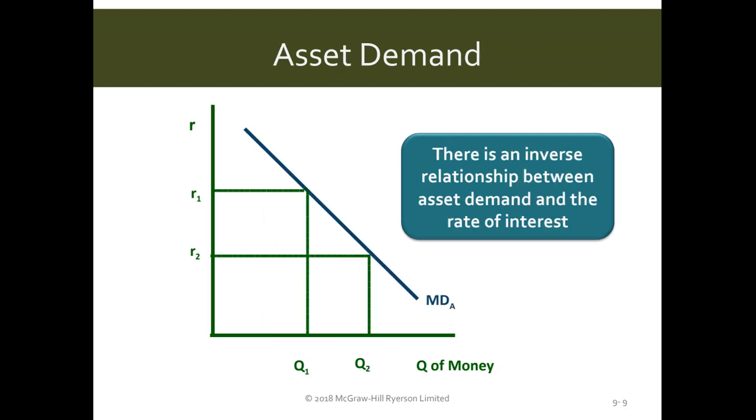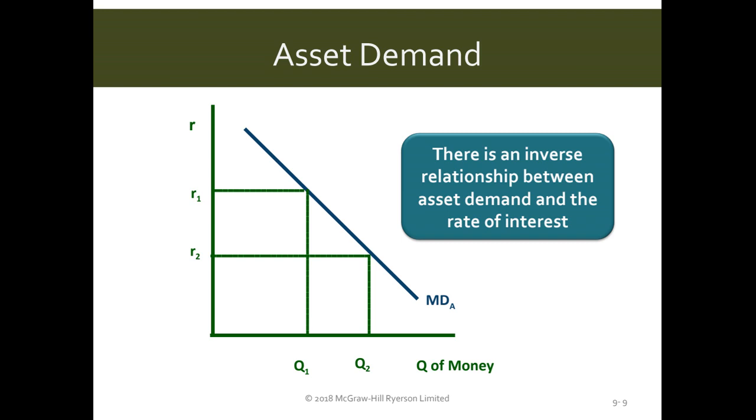This is the asset demand for money. It's a downward sloping line. Why? Because I told you that your demand for money will depend on the rate of interest. Let me read this diagram or this straight line and you will understand.